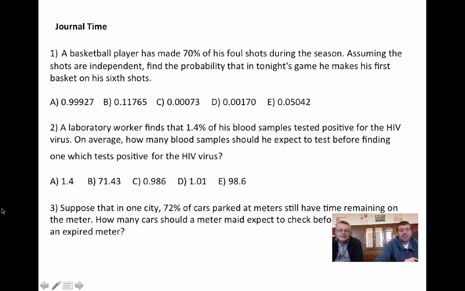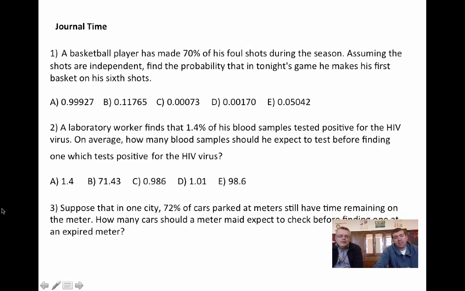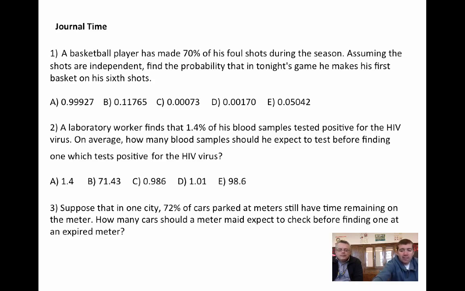Time just flies. So we got 3 different types of problems here. We gave you one of each. So here we have a basketball player who's made 70% of his foul shots, assuming that the shots are independent. Find the probability that in tonight's game he makes his first basket on his 6th shot.